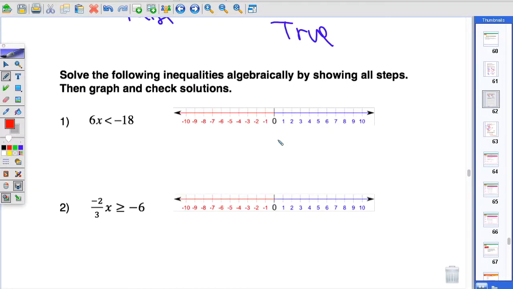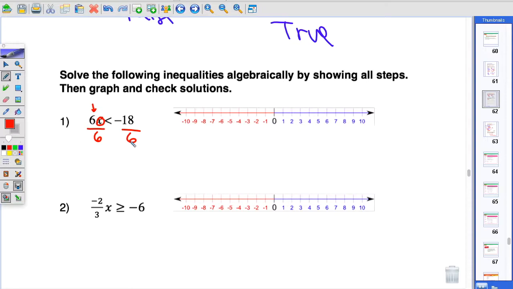It says solve the following inequalities algebraically by showing all steps, then graph and check solutions. So we have a one-step inequality here. It says 6x less than -18. So to get the variable by itself, we have to look at the number that's attached to your x. It's multiplication, so we undo it, we divide by the same number. Well, the number that's in front of the x is positive, so we're dividing by a positive 6. You do not have to flip the inequality around.